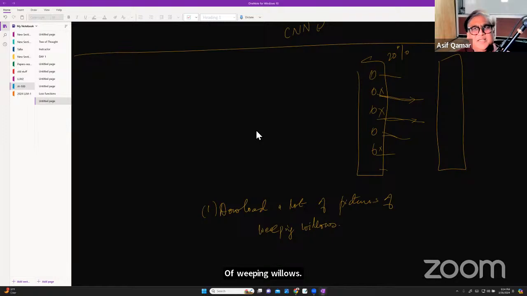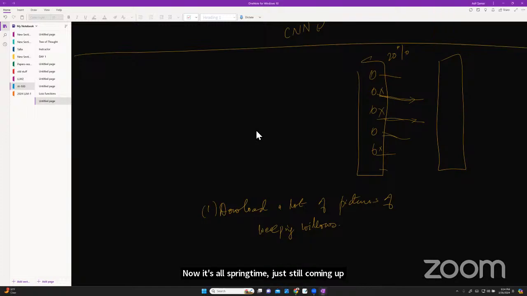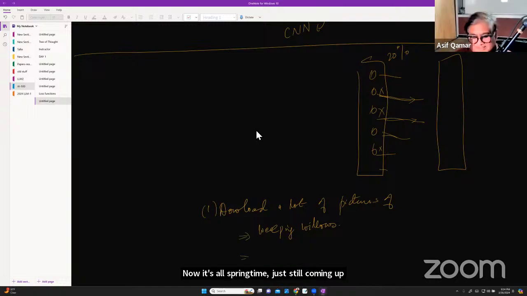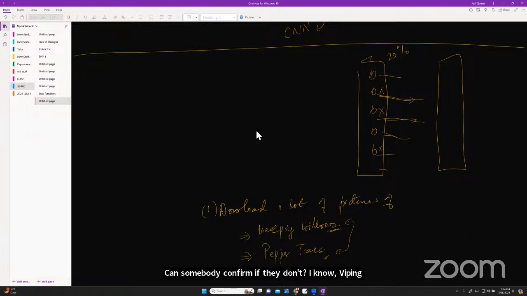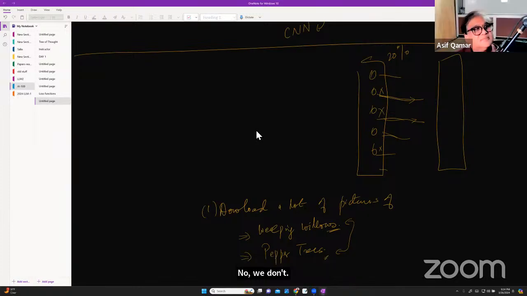Do we know what this tree is like, guys? Now it's all springtime, it's just still coming up. Weeping willow will be there in every garden. Every season. Yes, exactly. Weeping willows and pepper trees. Now, those of you who are on the East Coast, I don't know if pepper trees exist there or not. Can somebody confirm? If they don't, I know weeping willows exist. Pepper trees, I don't know. No, we don't. Weeping willow, yes, we do. Okay, replace it with whatever exists on the East Coast.